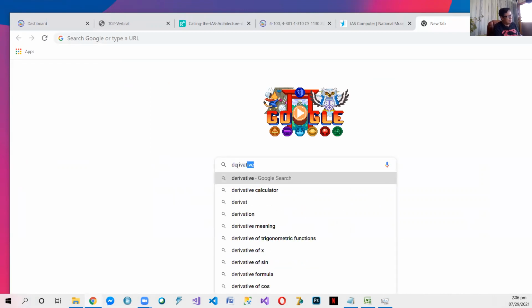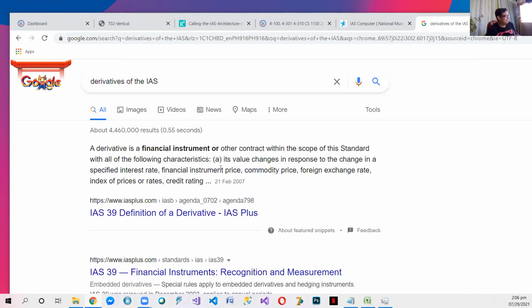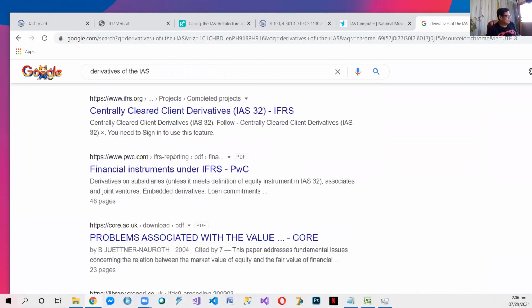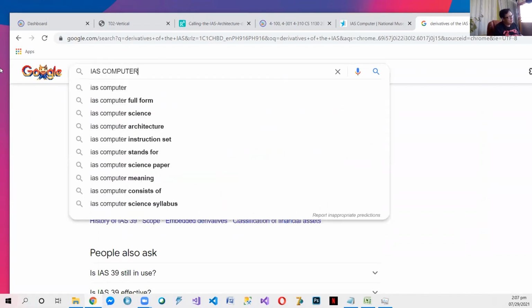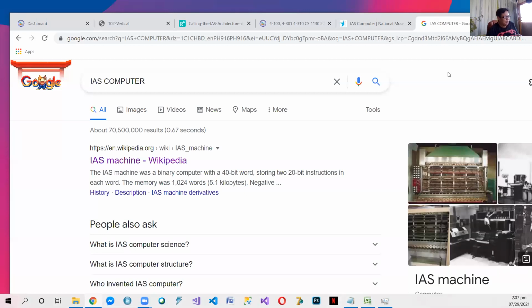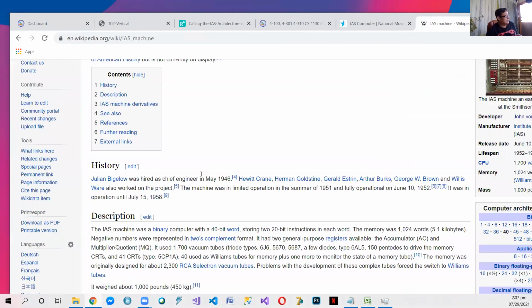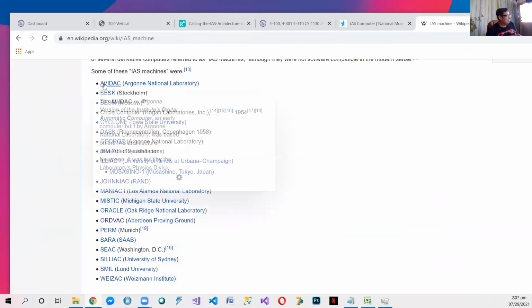Derivatives of the IAS. IAS computer. In Wikipedia, it's there. These are the derivatives. So the known derivatives are as follows.